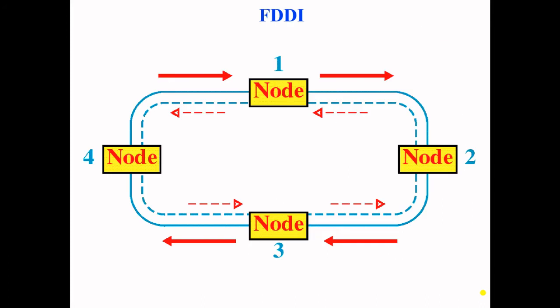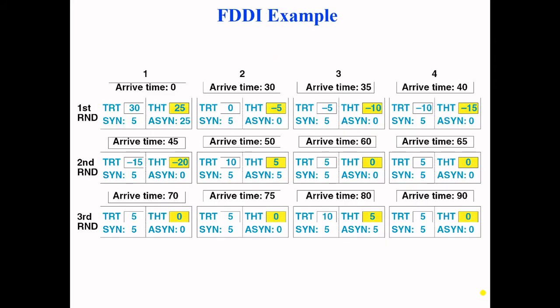This is the representation of FDDI. There are 4 nodes, node 1, 2, 3 and 4, and here 2 rings are shown in the figure. One is primary and another is secondary. Ring 1, the primary ring, carries the data, and the secondary ring is used for backup. If the primary ring fails, the backup ring or secondary ring takes control.